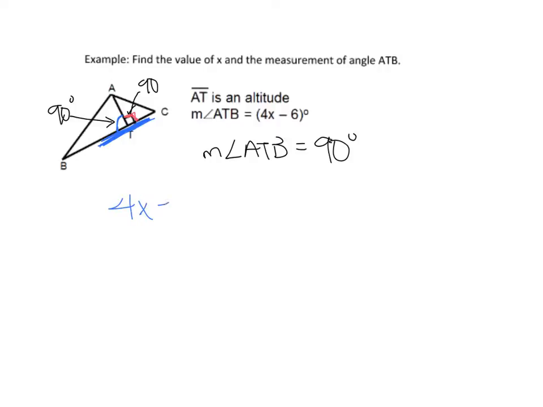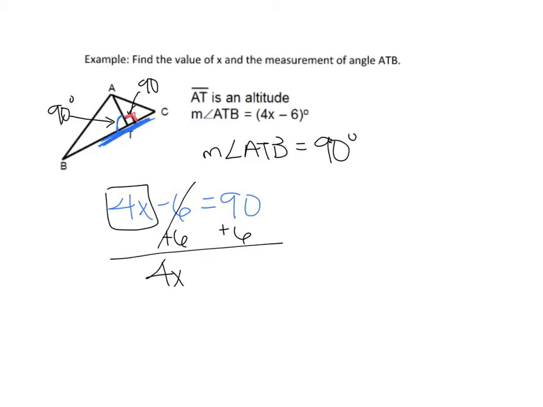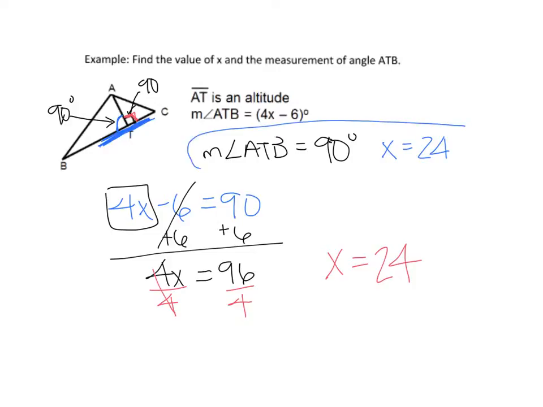So we're just going to take 4x minus 6 and make it equal to 90. All right, solving for x. I'm going to add 6 to both sides. We get 4x, that canceled out, equals 96. Last step is to divide both sides by 4. And when you do 96 divided by 4, you get 24. So our two answers are that the measurement of angle ATB is 90 degrees and the value of x is 24.